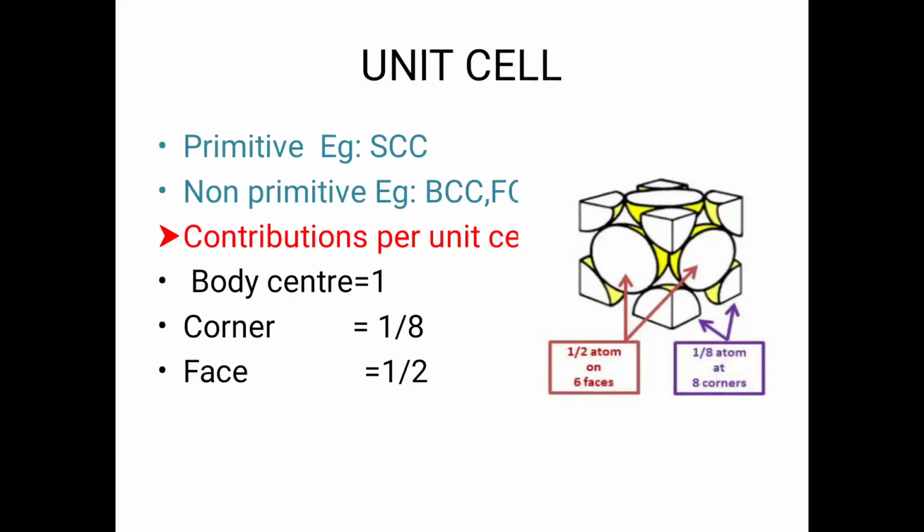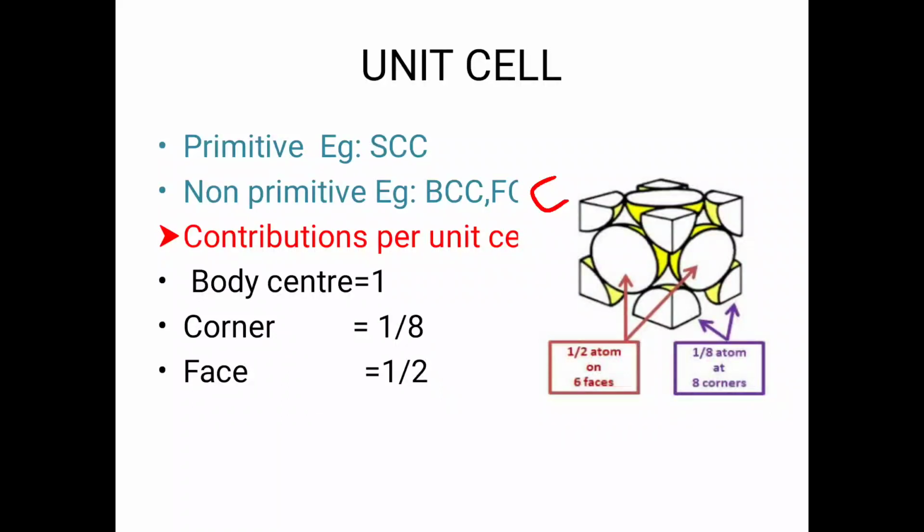How many types of unit cells are there? Usually primitive and non-primitive. Primitive is the simple cubic cell which we studied earlier. That is a primitive, the simplest one. And the non-primitive ones are FCC and BCC. Okay, this is FCC.